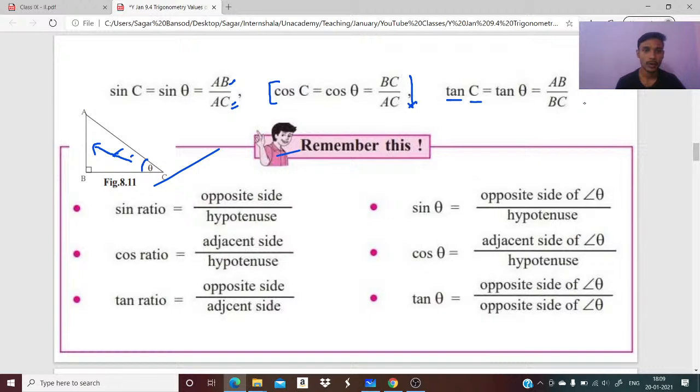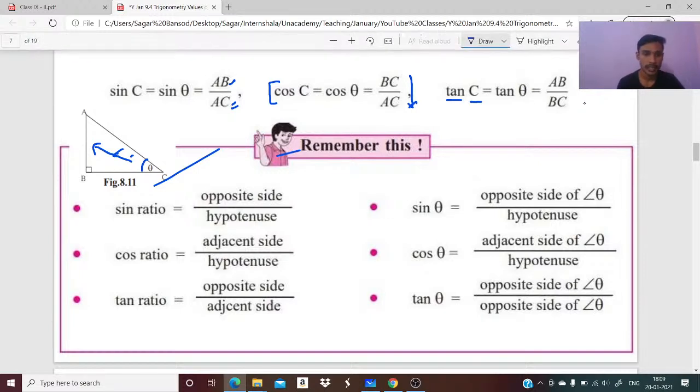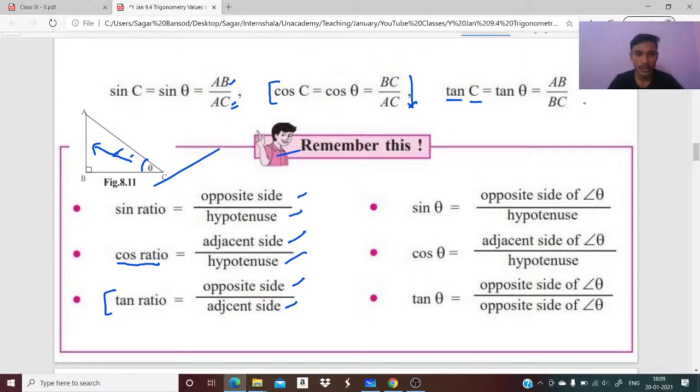This is how my sine, cos and tan ratios are defined. Sine is defined as the opposite side upon the hypotenuse. The cos ratio is defined by the adjacent side upon the hypotenuse. The tan ratio is defined by the opposite side upon the adjacent side. These are the definitions of my sine, cos and tan ratios.